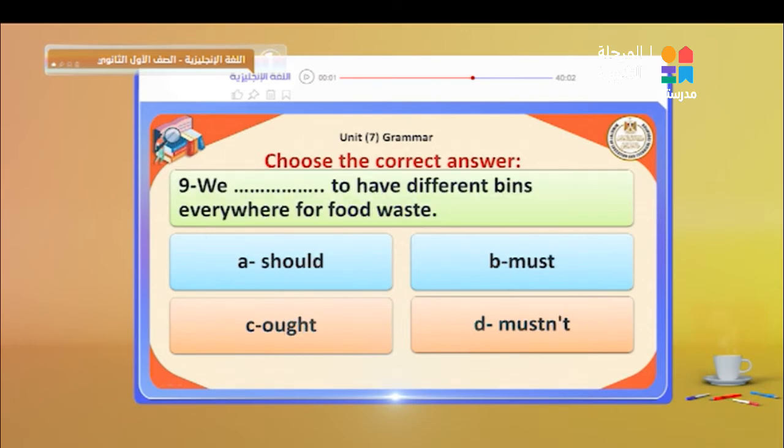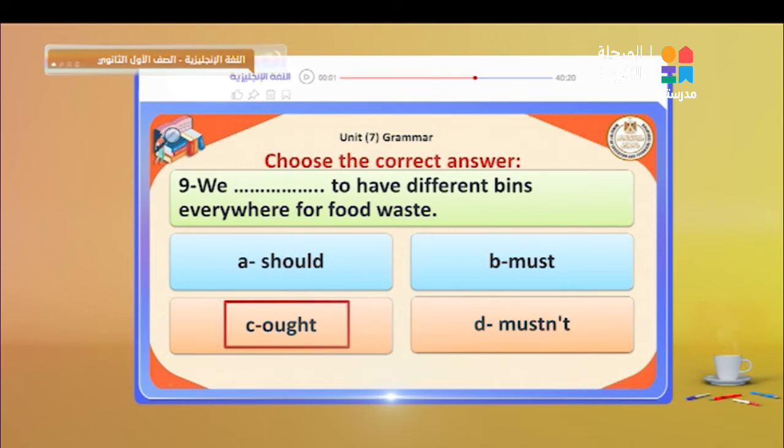Question number 9. We ought to have different bins everywhere for food waste. Of course, this is a suggestion, so we can use we ought to. Why didn't we use should? Focus on this sentence and tell me why didn't we use should? We wanted to express advice, so why didn't we use should?